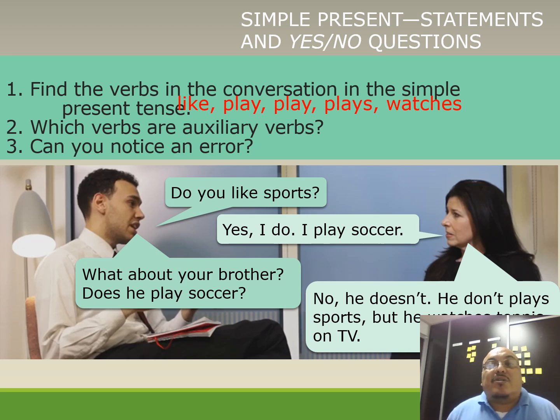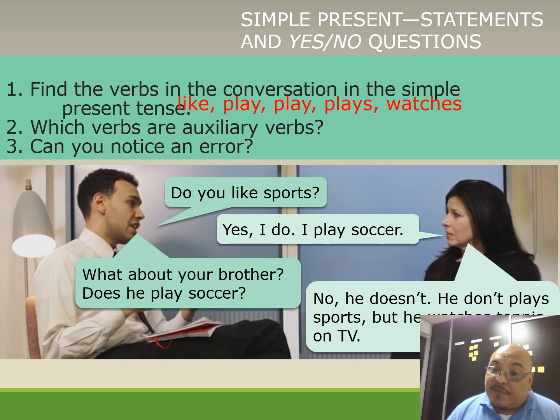All right? So this one, like, is for the first person, and play with the S and watch with es at the end. We use it like this because when we use the third person, that is he, she, it, we have to add s at the end of the main verb that is used in the simple present. There is a simple grammar rule that we need to follow.